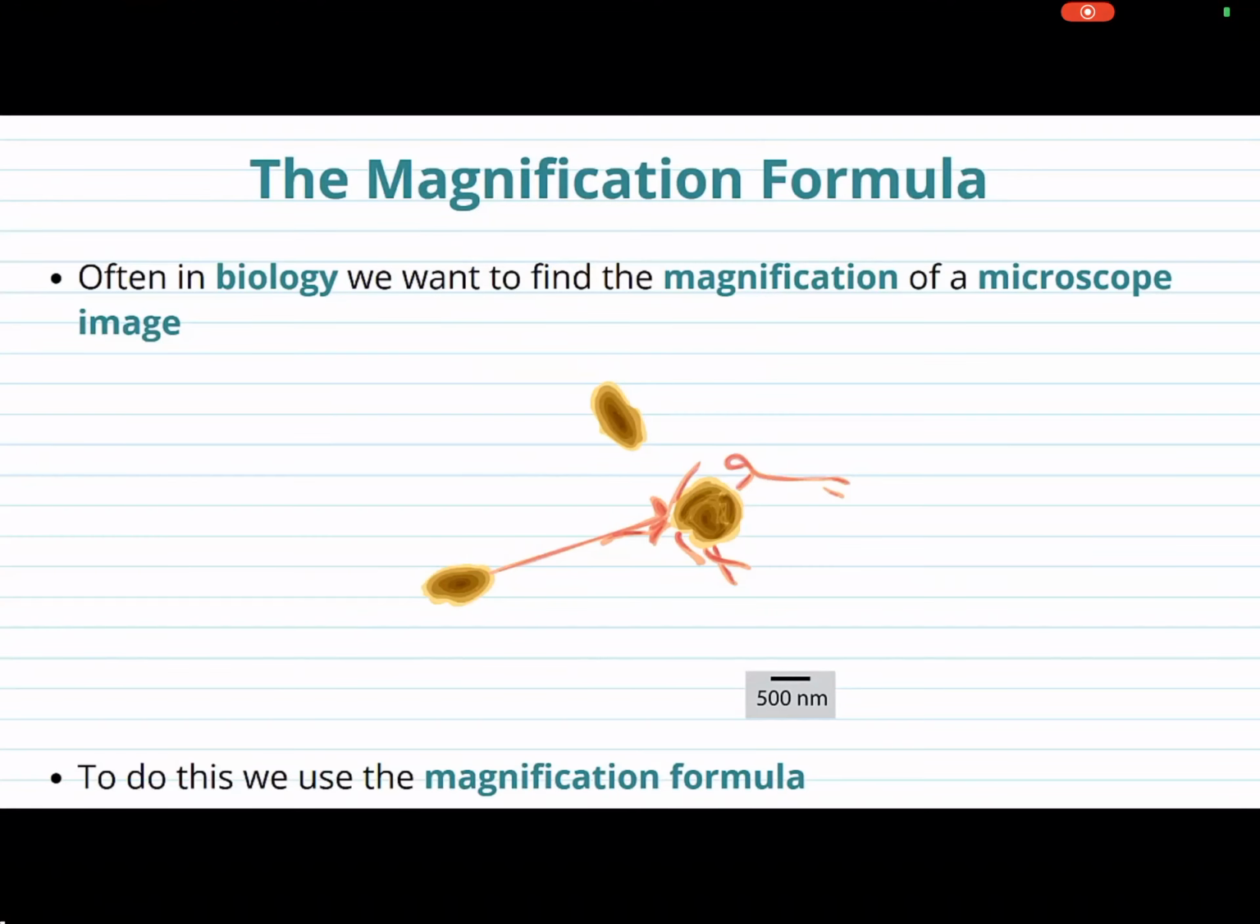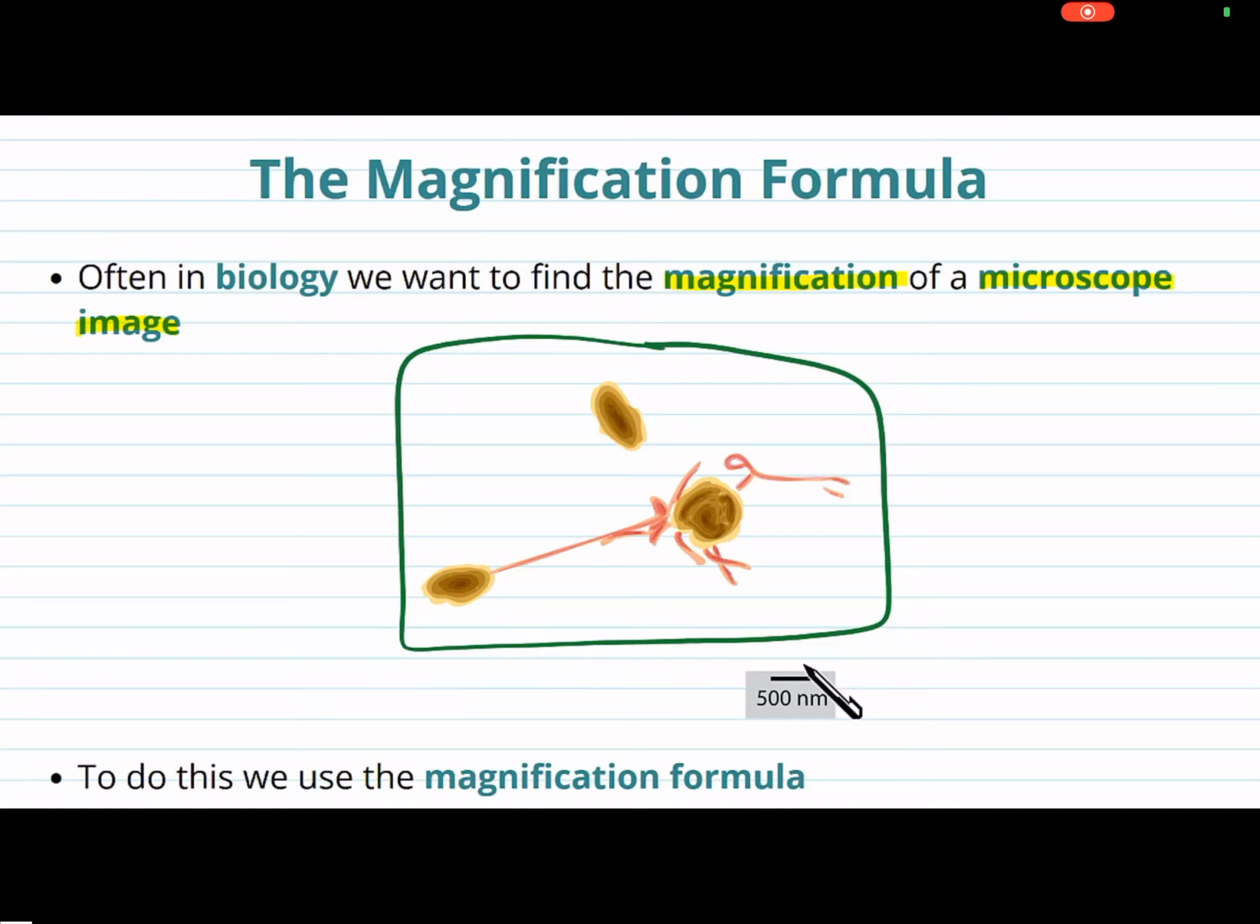So the magnification formula can help work out, when we've been given micrographs, the size of images or actual objects. We often want to find the magnification of a microscope image if that's been given to us as well. So for example, we might be given a micrograph like this on a piece of paper, which has a scale of how much that distance in the image corresponds to in real life, and we would have a few cells or structures on the image.